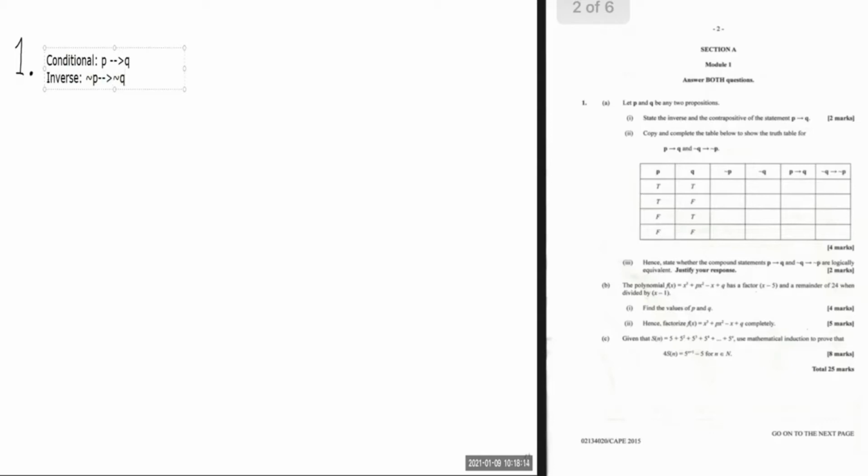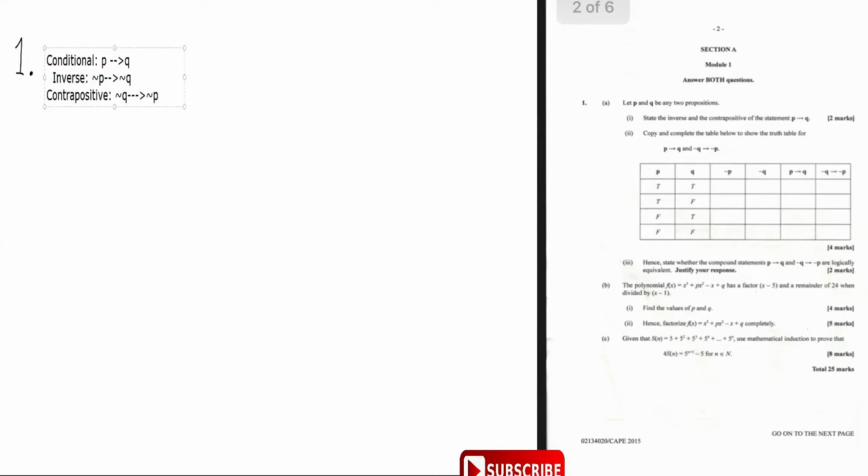That's the inverse. And then they also ask for the contrapositive. And remember, the contrapositive is logically equivalent to the conditional. So this is the contrapositive. The contrapositive is not Q implies not P. Nice and easy. Not Q implies not P.